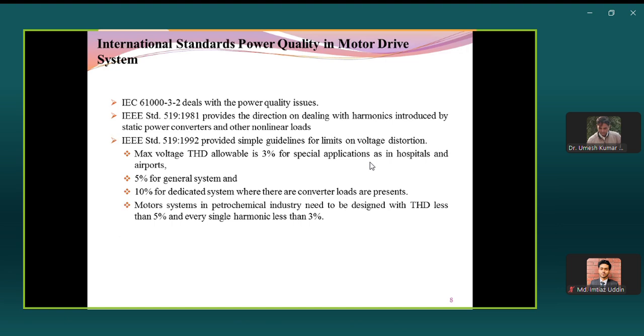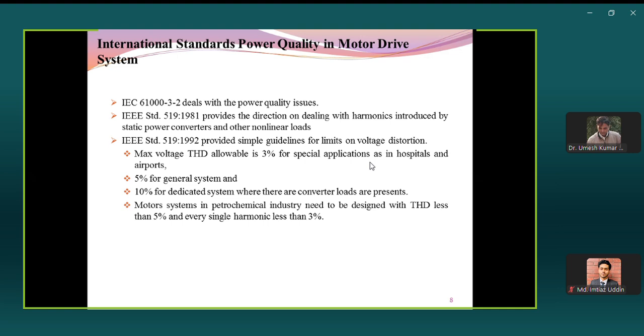There are also various power quality issues in the motors. So there are various standards which deal with power quality and harmonics. IEEE standard 519, 1992 deals with the THD level. THD level is basically defined as 3% for hospitals, airports and very sophisticated controls, 5% in general systems, and 10% for dedicated systems where the loads are present.